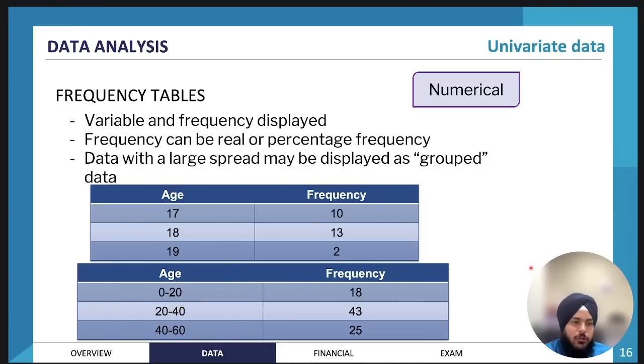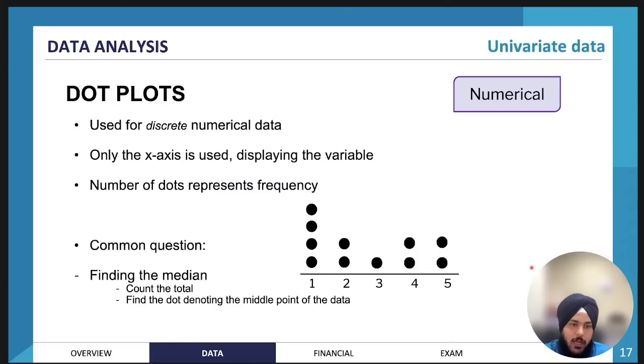So it's really important to notice the difference between frequency tables for numerical and categorical data. Numerical data can also be represented in the form of dot plots, but this is usually for discrete numerical data. Instead of having a frequency percentage table, we usually have some form of a dot plot. The dot plot literally just records a particular number and its frequency.